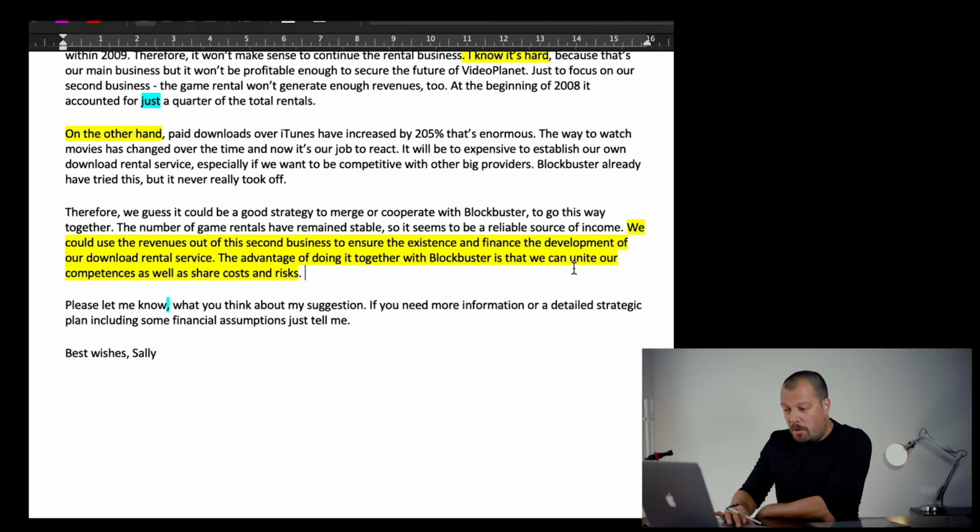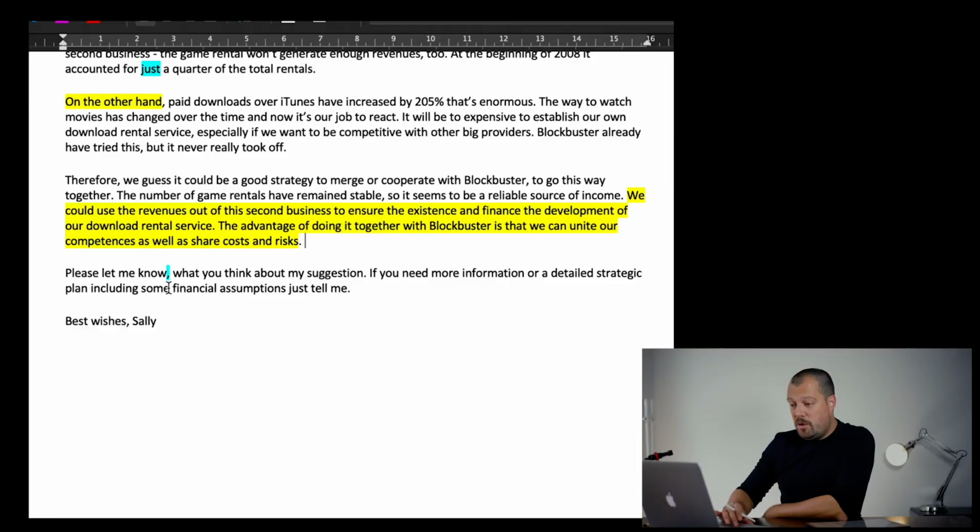We can unite our competence as well as share costs and risks. If I said that to my mum, she wouldn't really know what I was talking about because she's not a business person, for example, but this guy is. This is the way to go. It's a level of discourse competence. You're aware that your reader has the specialist knowledge, the specialist vocab. You're aware that that will allow you to be more precise and exact in your expression, so you're taking that opportunity. So please let me know what you think.